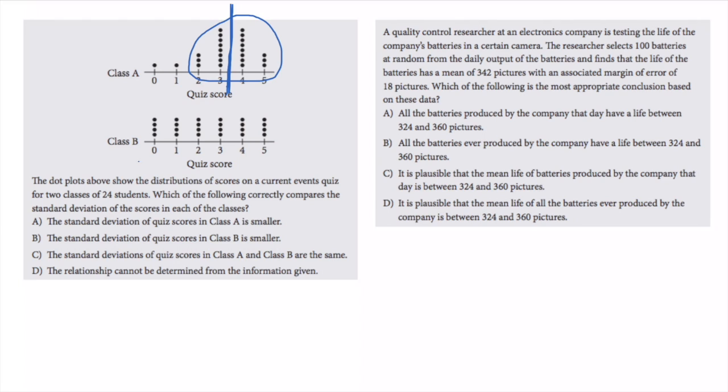If I look at this question here, everyone's spread out. The same amount of people got 0 as 5. So our standard deviation here is relatively high because there's such a big spread in the data. When we look at Class A, the spread's a lot tighter, so the variation is low, which means the standard deviation is smaller. So my correct answer here is A.